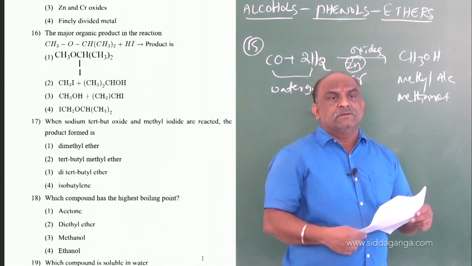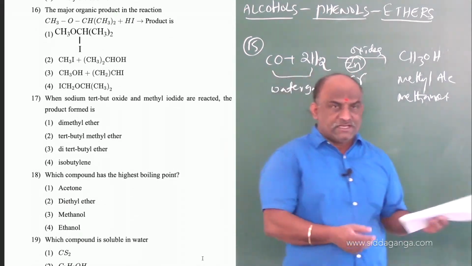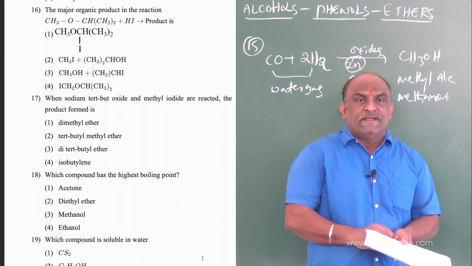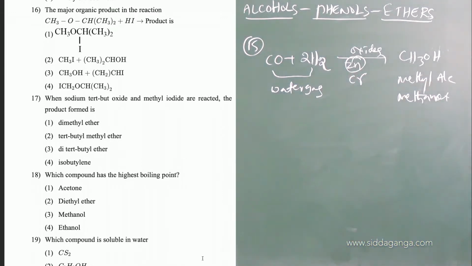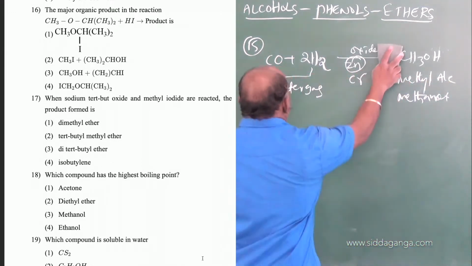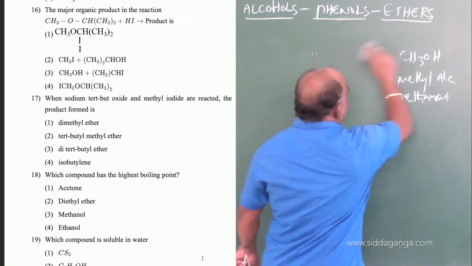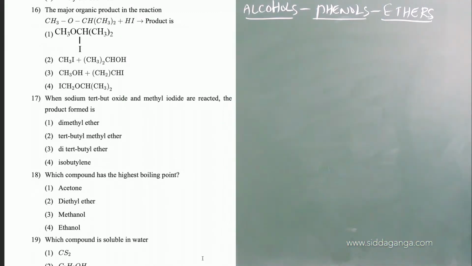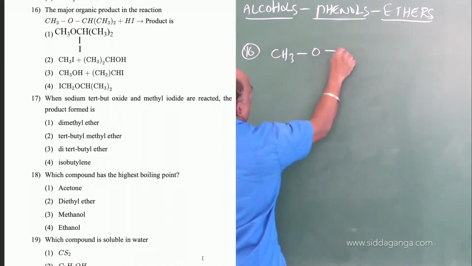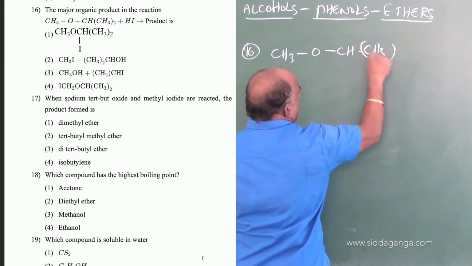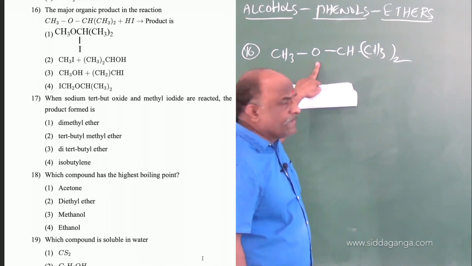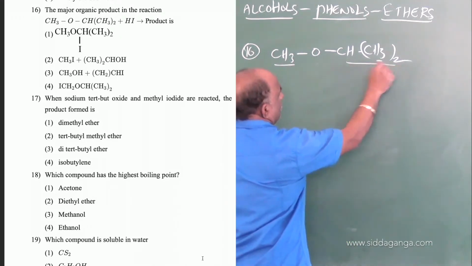Next, question number 16, which we already discussed many times in previous classes. The major organic product in the reaction: one is a methyl group, the second is an isopropyl group, plus addition of HI, hydroiodic acid. We discussed questions like these in the last session. Once again, see reaction 16: CH3 single bond O, CH3 taken twice. This compound is called methyl isopropyl ether. It has a methyl group and an isopropyl group with the ether oxygen.